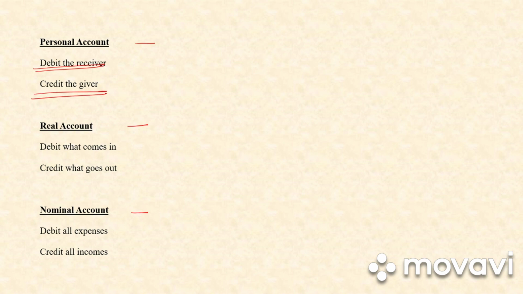Next we have real account. Real account will be cash of a firm, or it will be the properties of the firm. It can be tangible or intangible. Say for example, furniture, goodwill, cash account, bank account, all these will be real accounts. The rule is debit what comes in, credit what goes out. Last we have the nominal account. Under the nominal account, we have all the expenses or income. So the rules are debit all expenses, credit all incomes. So this is very important and you all need to remember these rules thoroughly. So clear?